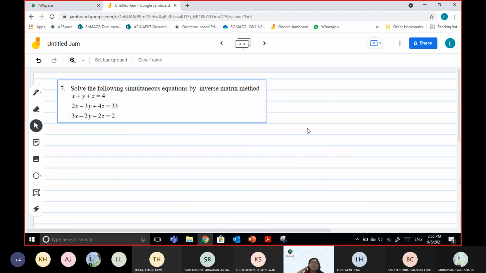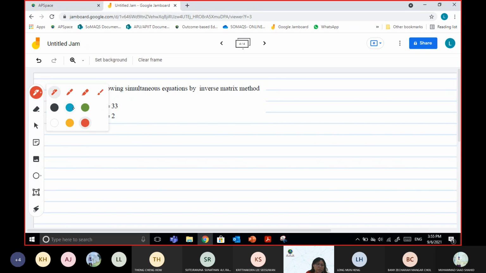Okay, so for number 7, you have to solve the following simultaneous equation by the inverse matrix method. First you must write it in the matrix form, right?